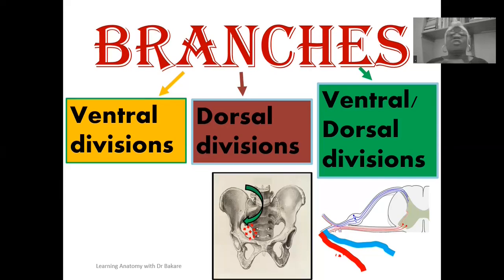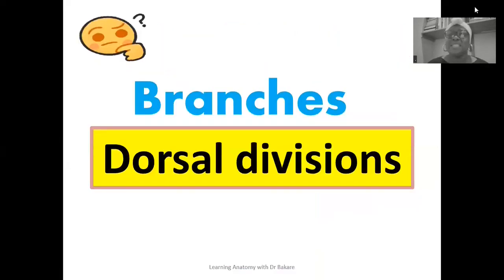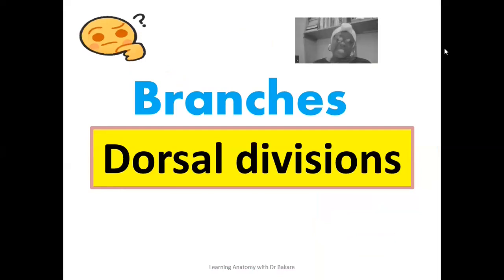So it's also good for us to establish this. So let's drive into each of these branches to see how they are formed from the ventral divisions, the dorsal divisions, and also the combinations of the ventral and the dorsal divisions. So let's take first the dorsal division. So let's look at the branches of the sacral plexus that will emerge from the dorsal divisions.